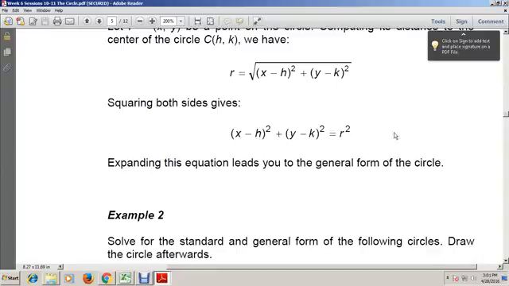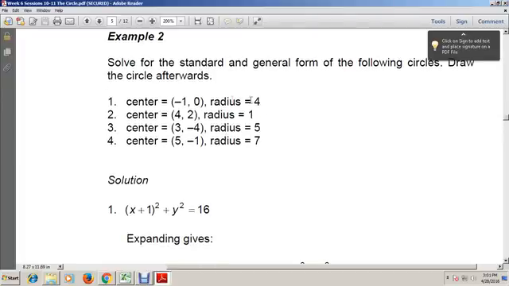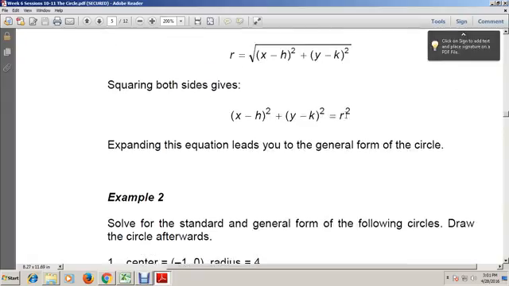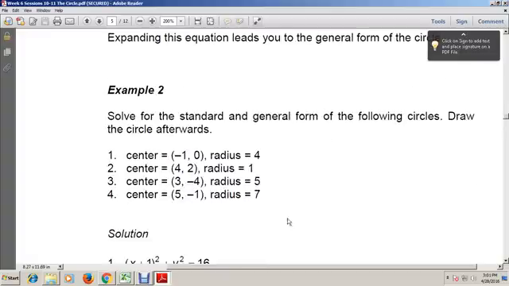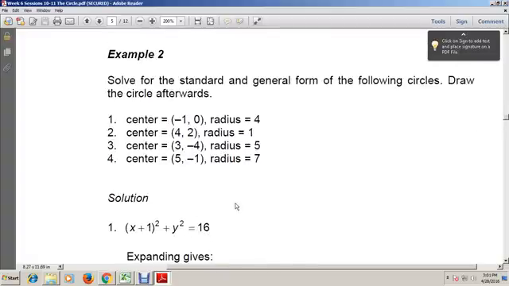Remember our standard form, it has the form r squared is equal to (x minus h) squared plus (y minus k) squared, where r is the radius of the circle and h and k are the coordinates of the center of the circle. Okay, so since we are given the radius r, in our standard form r squared becomes 4 squared for our example number 1, so that becomes 16. So we have 16 here.